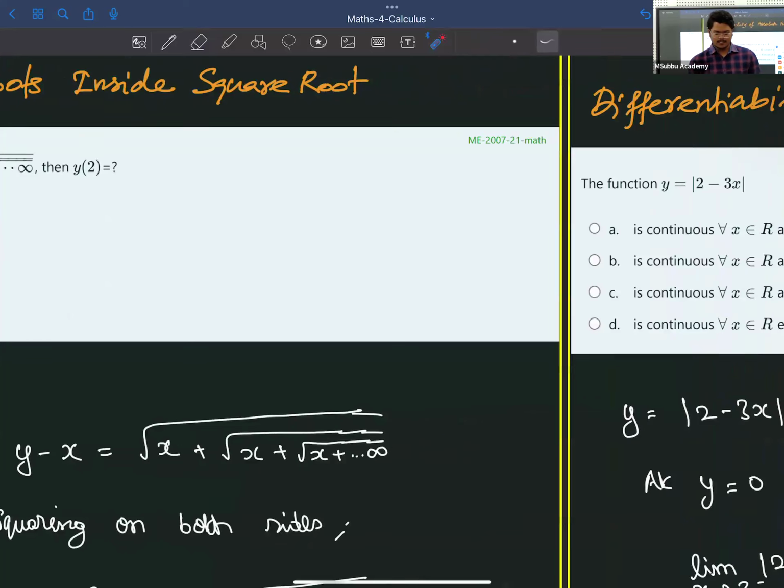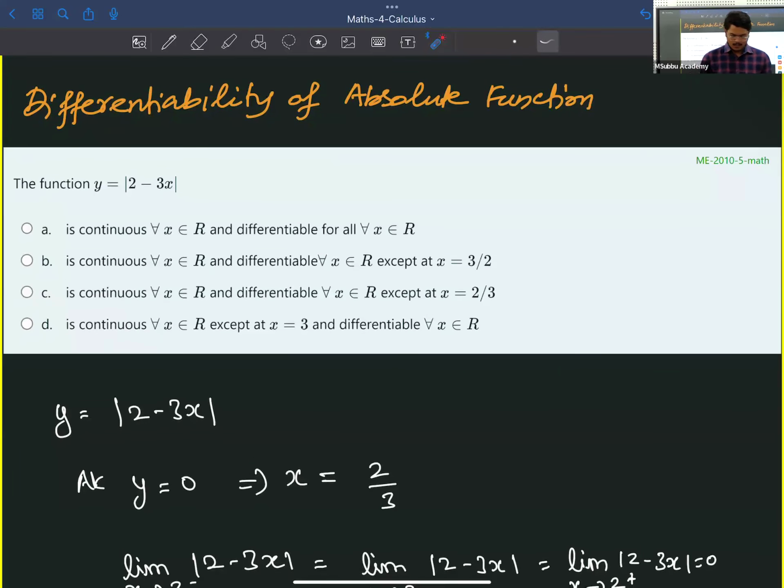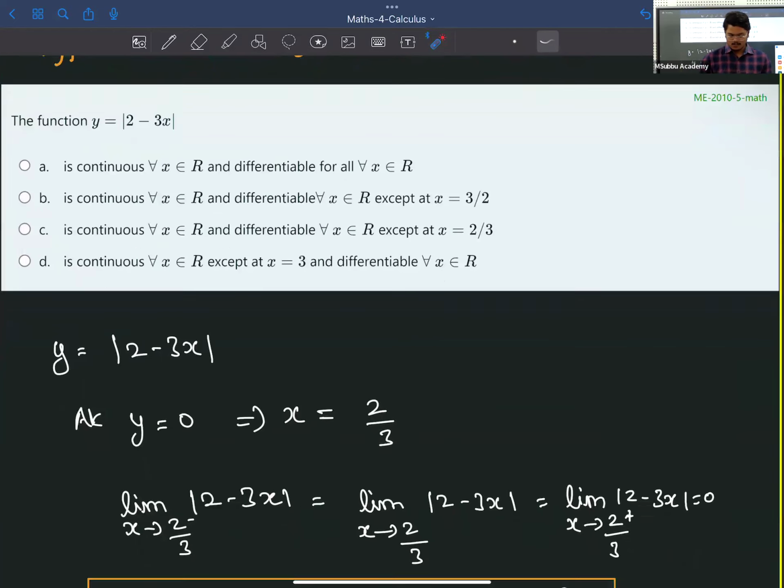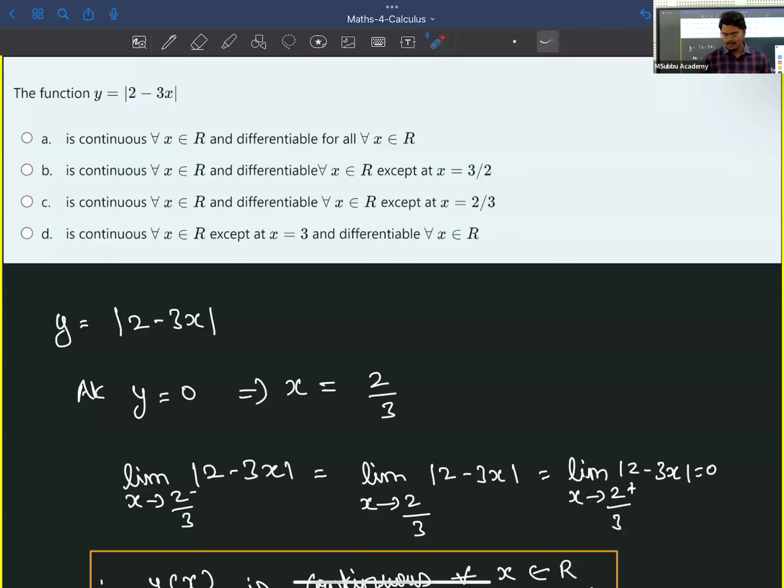Okay, then we'll move on to the next question. The function y is equal to mod of 2 minus 3x. This is based on differentiability and continuity. When a function is said to be continuous, the thing is the limit.